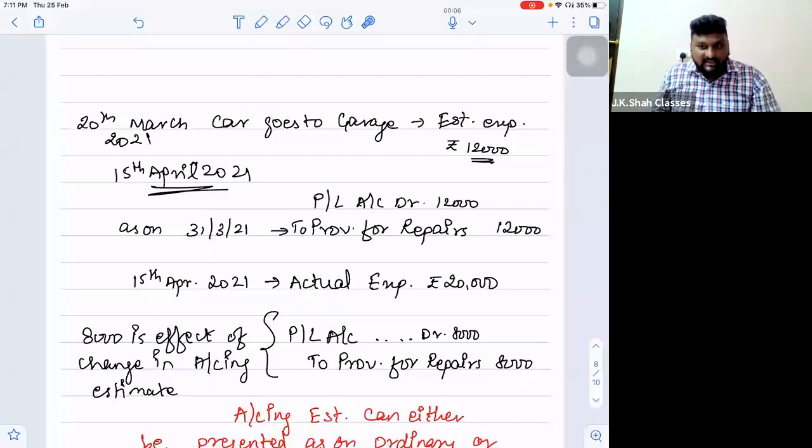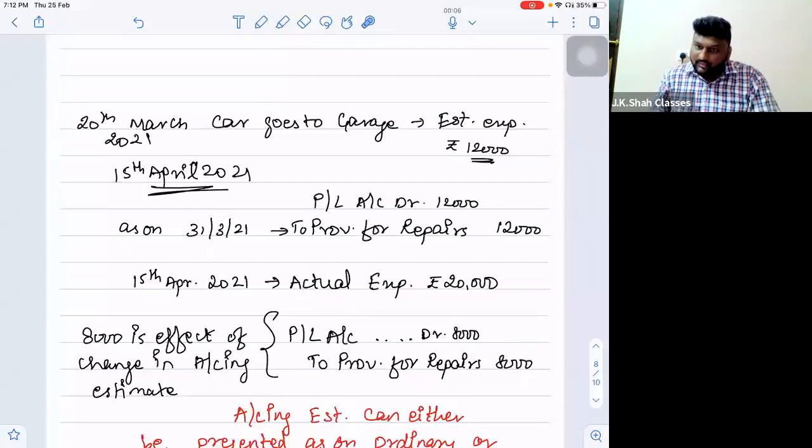Now, why is it ordinary? Sir, the original estimate of 12,000 was ordinary. The change in estimate will also be ordinary. If the original estimate was extraordinary, the change in estimate will also be extraordinary. So one thumb rule: a change in estimate will be classified in the same way as the original estimate was classified. If the original estimate was classified as an ordinary item, the change in estimate will also be classified as an ordinary item.